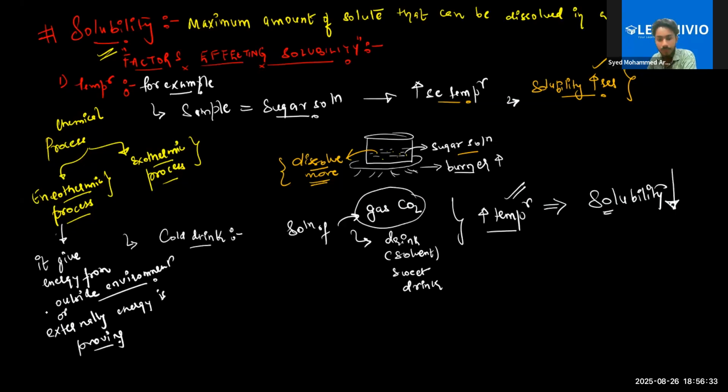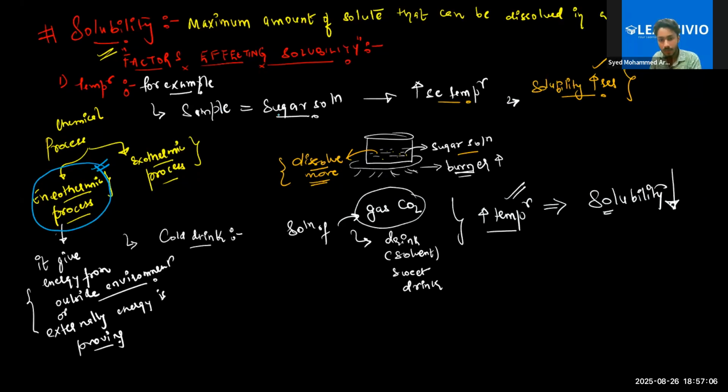That means if I give energy externally, like for example, I have put a burner externally, what will happen? My solubility increases. So an endothermic process is a process in which energy is required externally in order to proceed with the reaction, to complete any chemical process. You need to apply the energy externally. So this is known as your endothermic process.